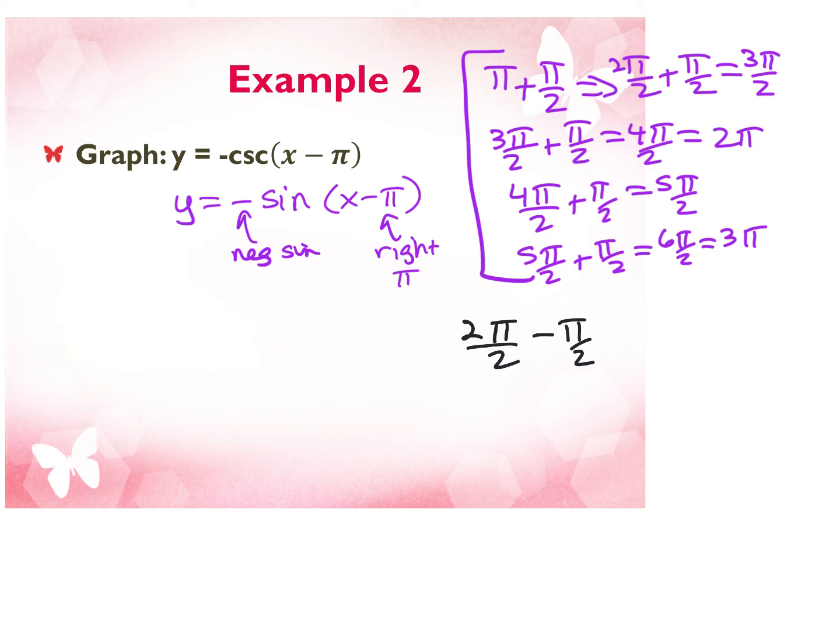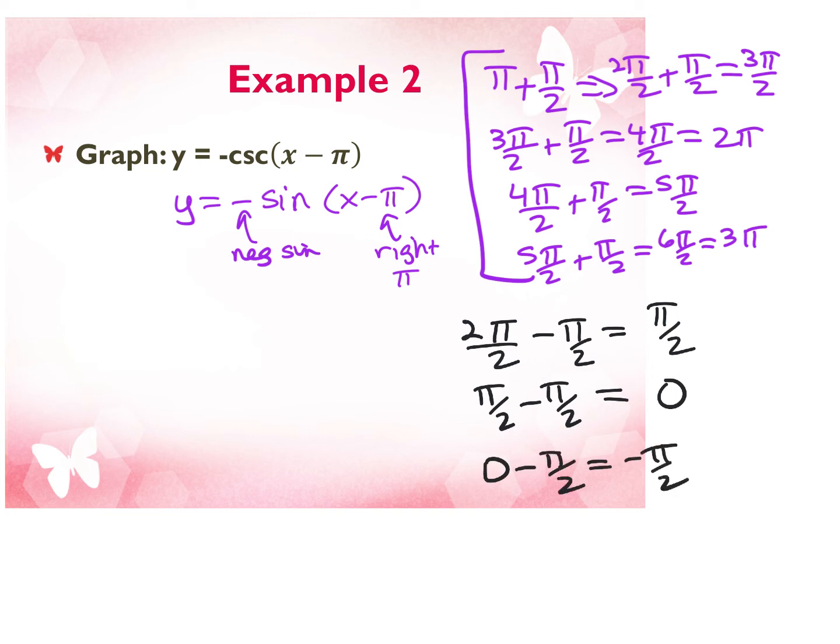So once I do this, I get pi over 2. Take pi over 2, subtract pi over 2. Notice that I get a 0 here. This tells me I will stop on the y-axis for this one. And then 0 minus pi over 2, negative pi over 2. And then I need to do it one more time. Negative pi over 2 minus negative pi over 2, negative 2 pi over 2, which is just negative pi.